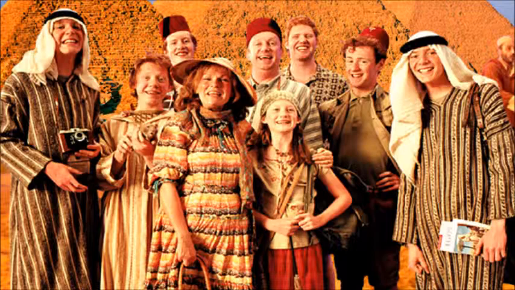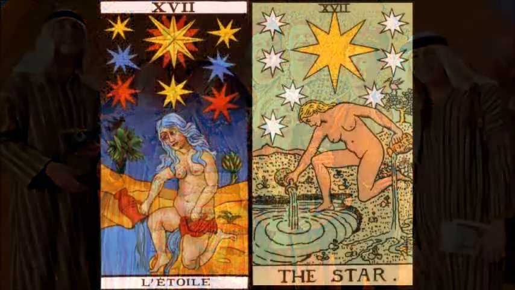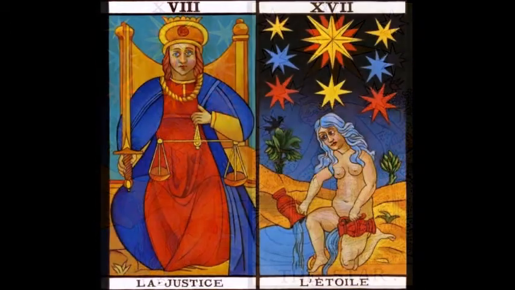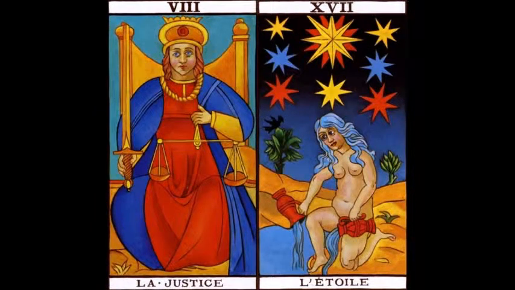On many star cards, a woman holds pitchers in each hand and pours liquid from one of the pitchers into a pool of water and from the other pitcher onto the land beside her. There are 8 stars in the sky above the woman, and the stars have 8 points each. The star is the 17th card in the Tarot Major Arcana, and 1 + 7 is 8, which is the number of the Justice card, the card numerically linked to the star card.